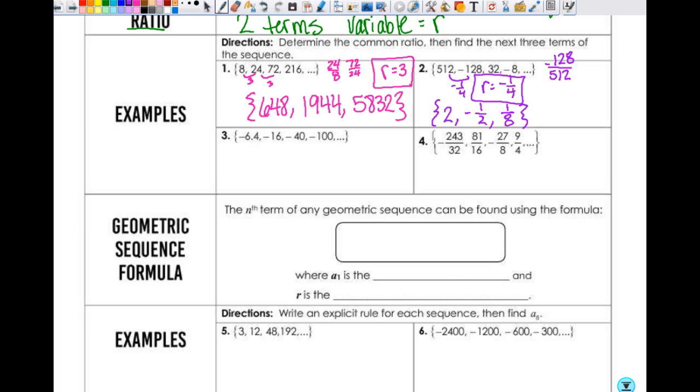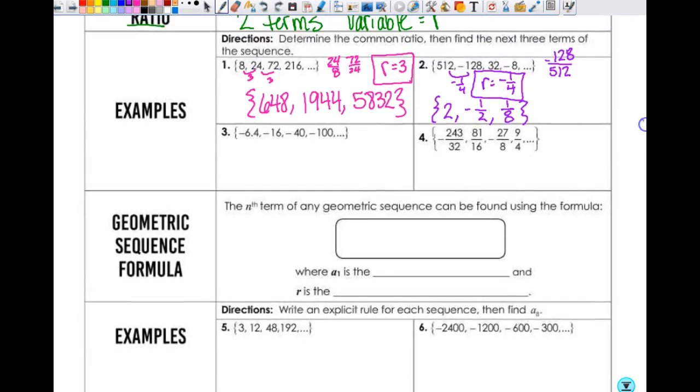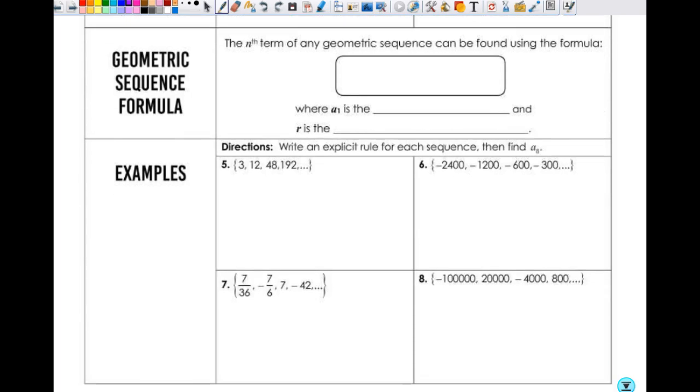So just like with the arithmetic, though, there's a way to come up with the equation because you can't just say always multiplying by 3, and we can do recursive and say a sub 1 is 8, and then you just multiply by 3 each time. But if I want the 58th term, I got to have terms 1 through 57 to get there, right? So we would rather not have to do that. So we have the nth term formula here.